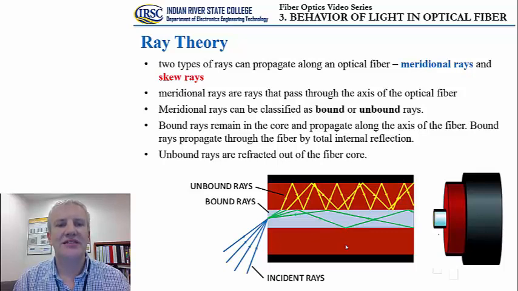Meridional rays can be classified as bound and unbound rays. Bound rays are the rays that remain in the core and propagate along the axis of the fiber. On the other side, bound rays propagate in the fiber by a total internal reflection. And finally, unbound rays are refracted out of the fiber core.